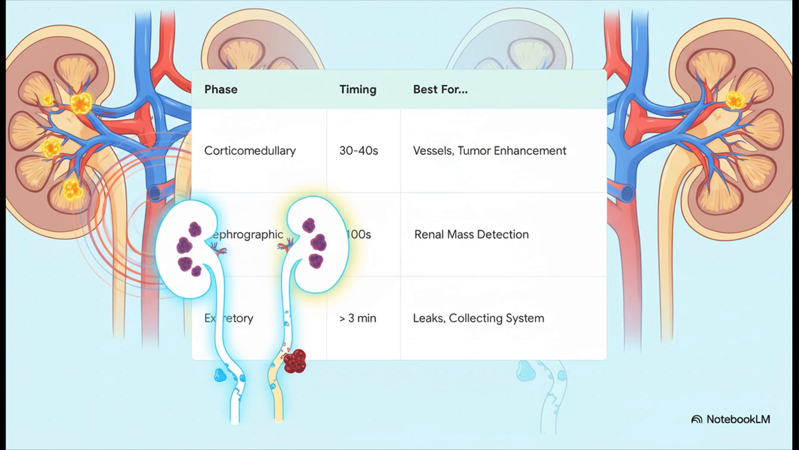First up is the corticomedullary phase, which happens at about 30 to 40 seconds. Here, the contrast is lighting up the arteries and the outer cortex of the kidney, making it perfect for checking out blood vessels. Then we wait a bit, until about 100 seconds, for the nephrographic phase. Now, the contrast is soaked into the entire kidney tissue, making it all uniformly bright. This is, hands down, the best phase for finding renal masses, because tumors usually don't light up as much and will stand out. Finally, after a few minutes, we hit the excretory phase. The contrast has been filtered and is now in the collecting system and ureters, so this is the perfect time to look for things like urine leaks or blockages.